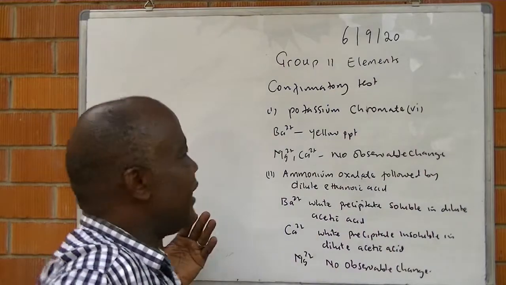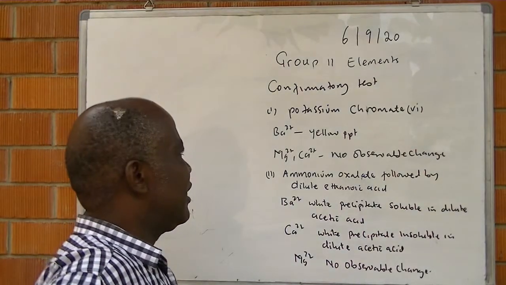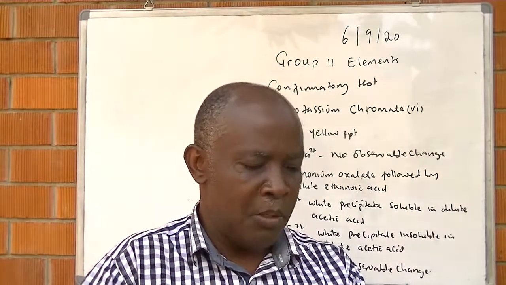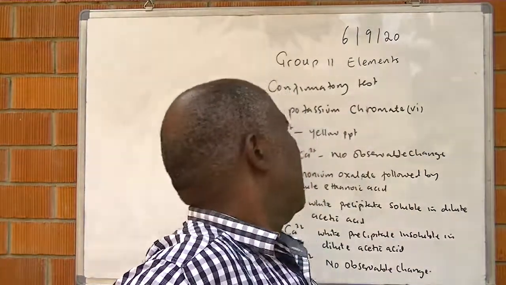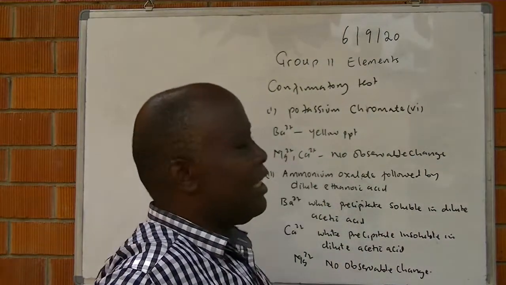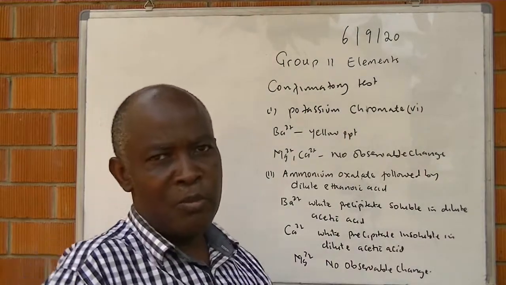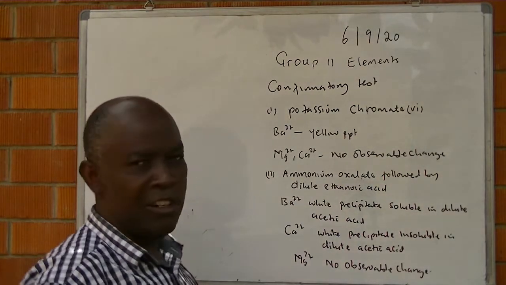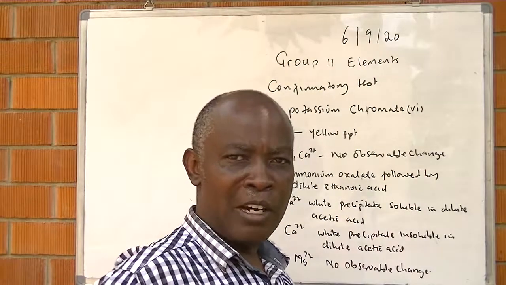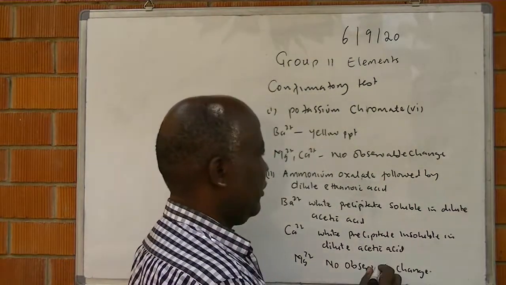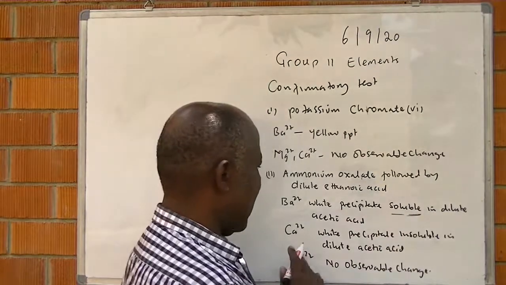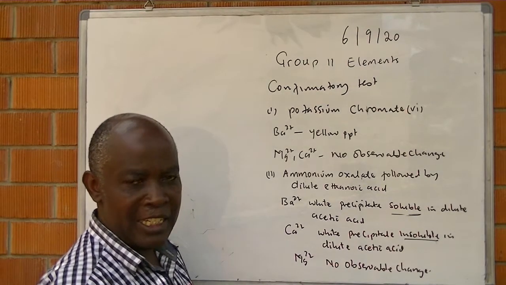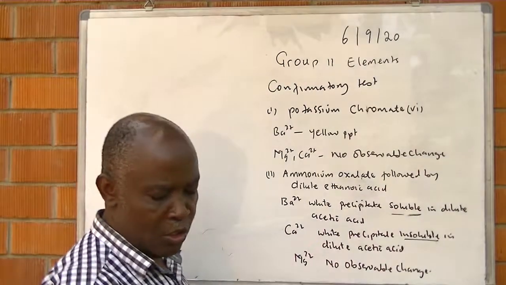Confirmatory reagents. Potassium chromate(VI) forms a yellow precipitate with barium ions. With magnesium and calcium, potassium chromate forms no precipitates. With ammonium oxalate followed by dilute acid, barium forms a white precipitate soluble in dilute acetic acid, while calcium forms a white precipitate insoluble in dilute acetic acid, while magnesium will form no observable change.